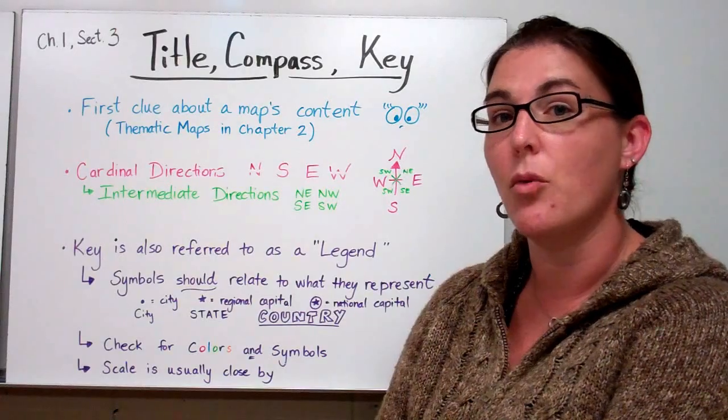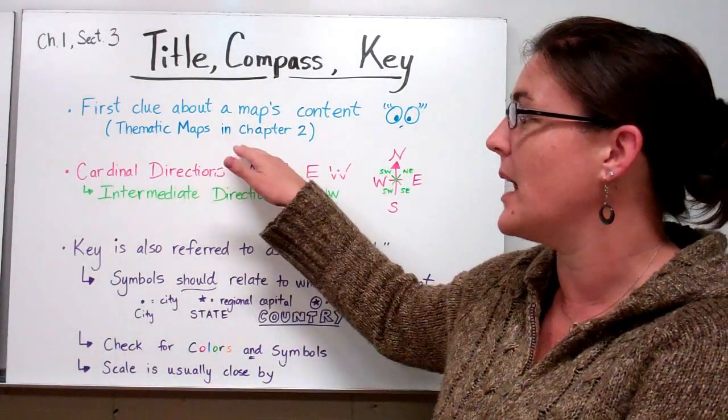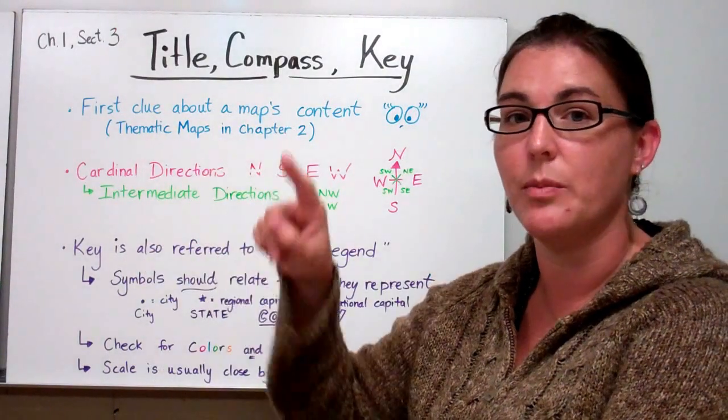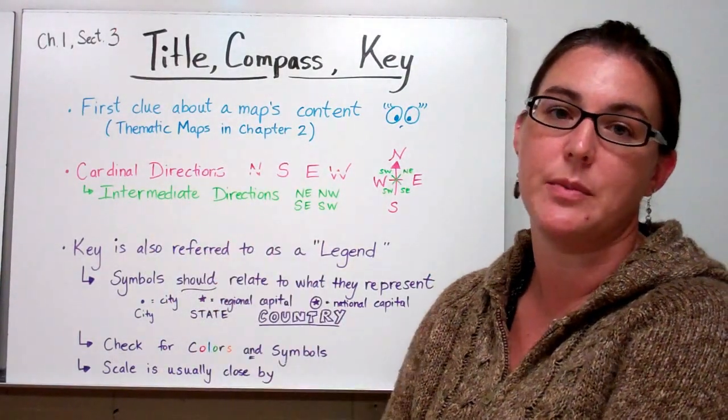This will come into play more importantly when we talk about thematic maps in Chapter 2, when 5 maps are going to cover the same physical boundaries, but each map is going to represent something different.